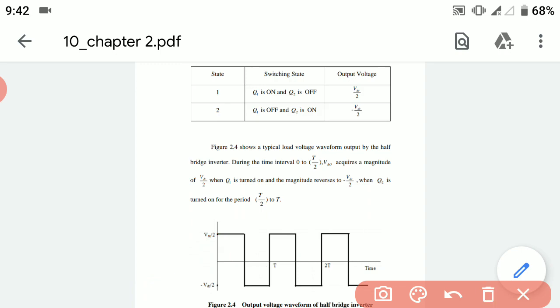In this waveform we can see that the positive output voltage is VDC by 2 and the negative voltage is minus VDC by 2. The total time interval is T, which means half the time will be T by 2, so the total time will be T. This is the output waveform of a single phase half bridge voltage source inverter.